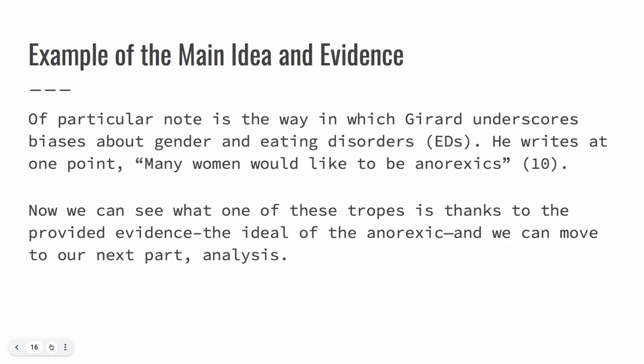So if your topic sentence is, "Of particular note is the way in which Girard underscores biases about gender and eating disorders, or EDs," your evidence is going to be, "He writes at one point, quote, 'many women would like to be anorexics,' end quote." Now we can see what one of these tropes is thanks to the provided evidence, the ideal of the anorexic, and we can move to our next part, analysis of that evidence.